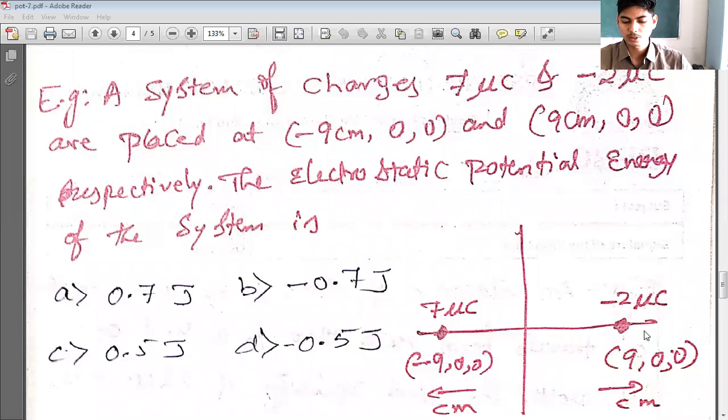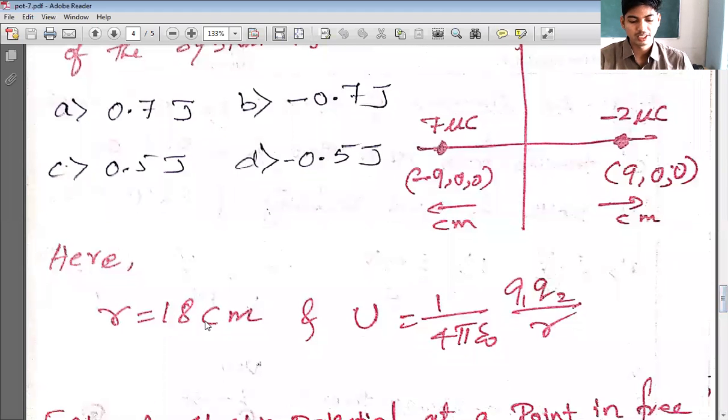If you measure the distance between these two charges, from this side it is 9 centimeter, and from this side 9 centimeter. Distance cannot be negative. Sir, on this side it becomes minus 9 centimeter? We are measuring the distance between the two charges. Distance cannot be negative. So from the origin to this side 9 centimeter, from the origin to this side 9 centimeter. 9 plus 9, 18 centimeter. So there is 18 centimeter distance between these two charges. So R is 18 centimeter.